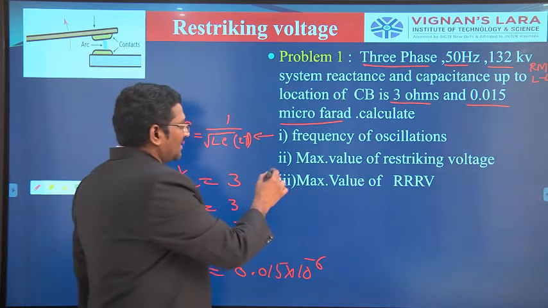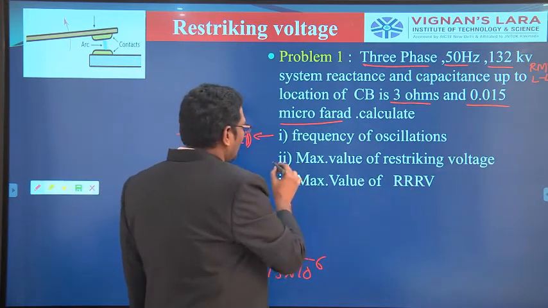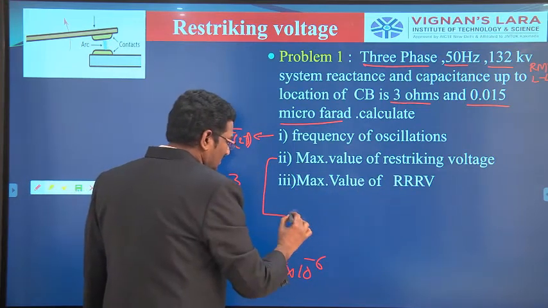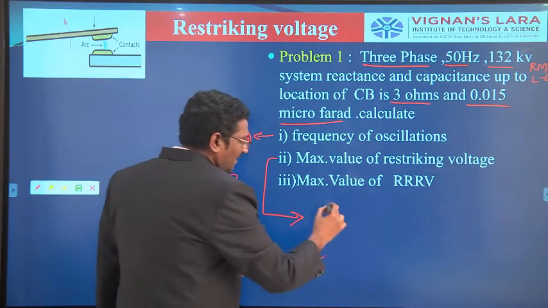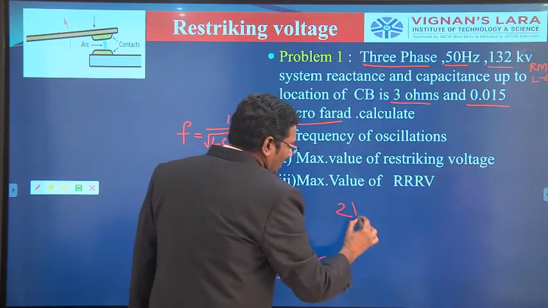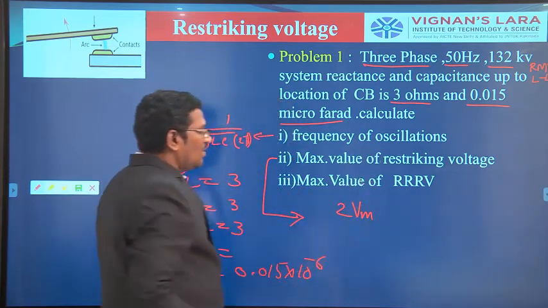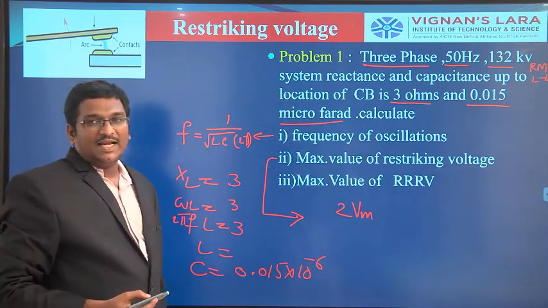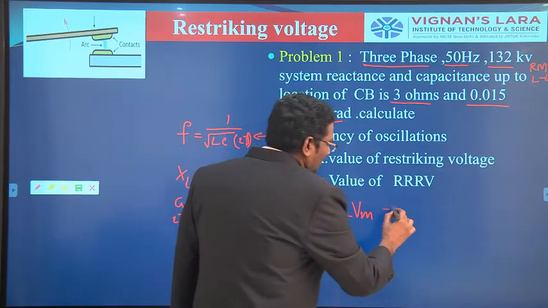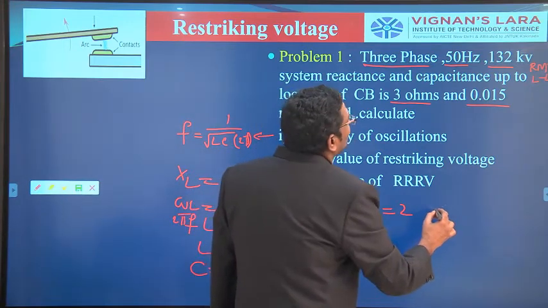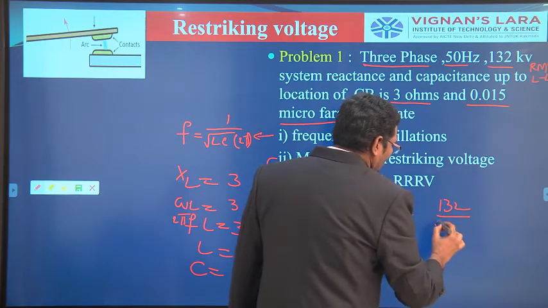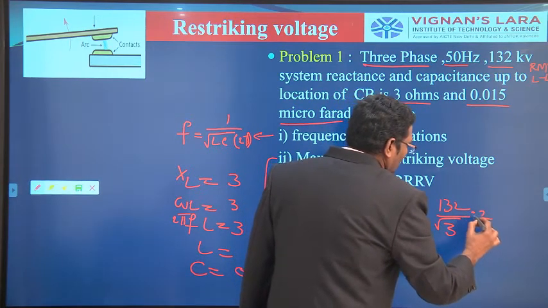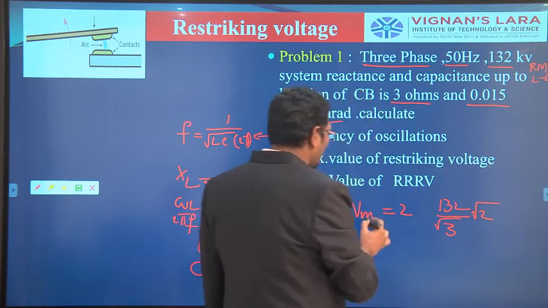The next one is the maximum value of restriking voltage. Let me write the formula first. The maximum value of the restriking voltage is nothing but 2 times V maximum. Here V maximum can be calculated: V maximum is nothing but 132 divided by root 3. This is the phase value; to get the maximum value, multiply with root 2. So this is the answer for the second one.